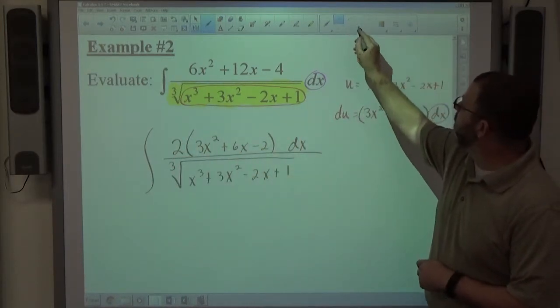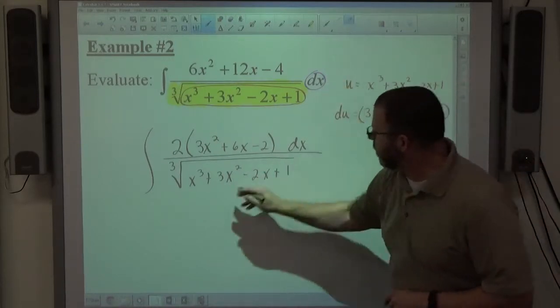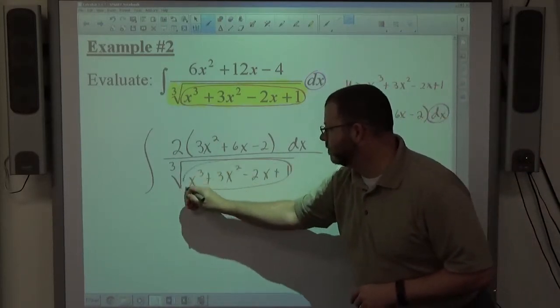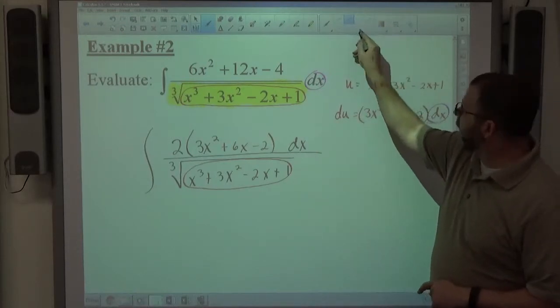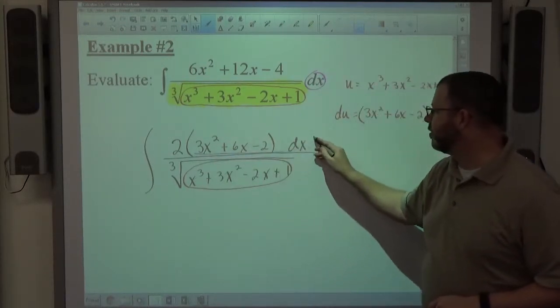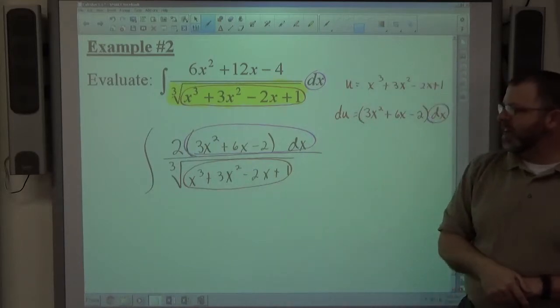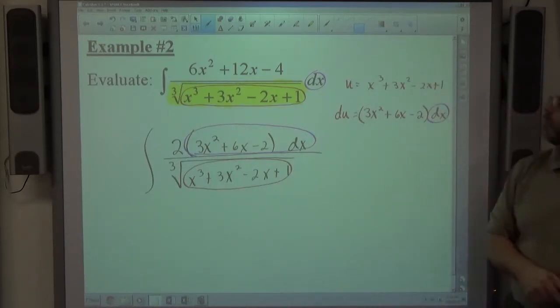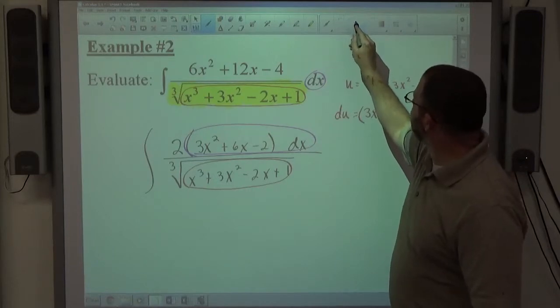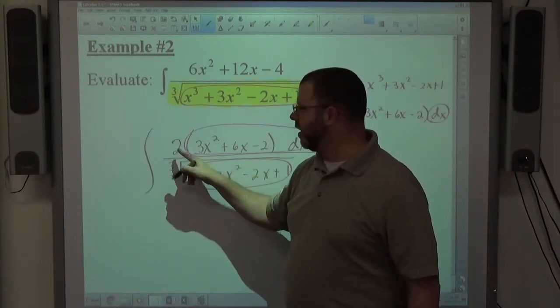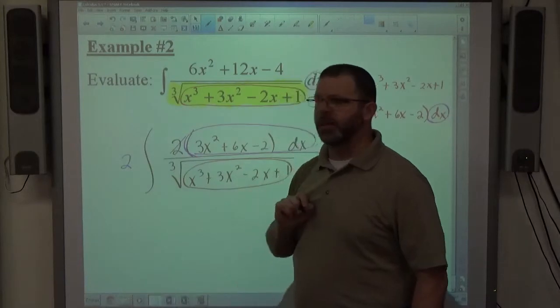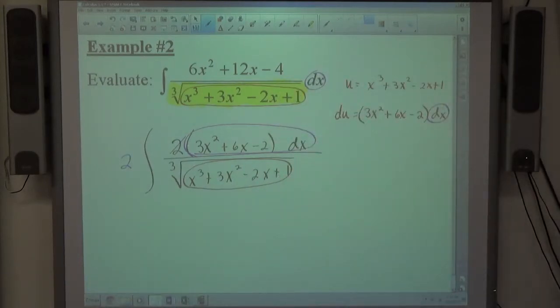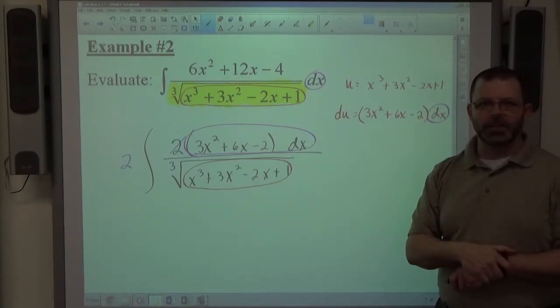So if we compare what we have, would everybody agree that this guy down here is u? Right, that's u. And this guy here is du. The only thing that's not accounted for is that 2. When we first learned about integrals, I told you that if you have a constant in the integral, you can pull the constant out of the integral. That's legal. Constant multiples don't do anything in calculus. They just come along for the ride. So just pull it out of the problem.